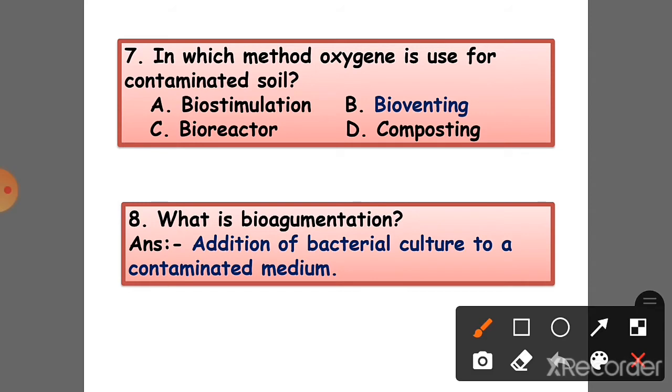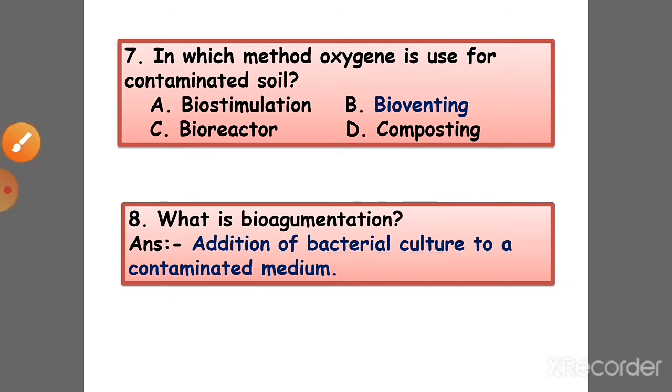Question 7. In which method is oxygen used for contaminated soil? Answer option B. Bioventing. Question 8. What is bioaugmentation? Answer. Addition of a bacterial culture to a contaminated medium is called bioaugmentation.